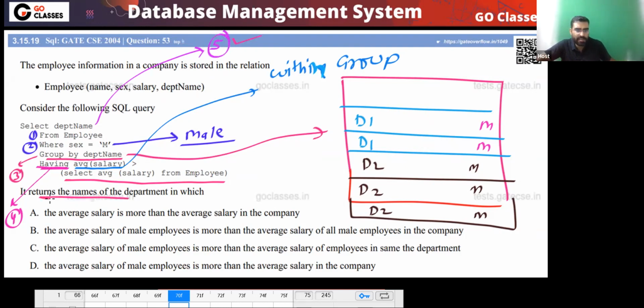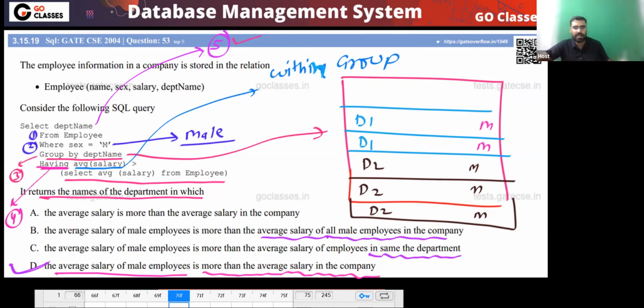Remember, it will return the name of the department in which the average salary of male people is more than the average salary of the same department. Do we care about the same department? No, we don't care about the same department. The average salary must be greater than all male employees. Again, no. So the average salary is more than the average salary in the company. Yeah, option D is correct, because the average salary of male employees must be more than the average salary in the company. Okay, so this is a query.